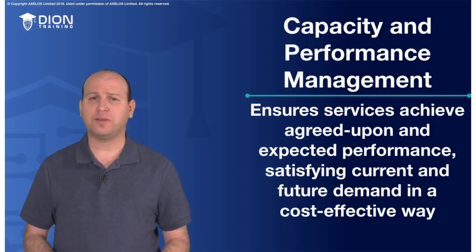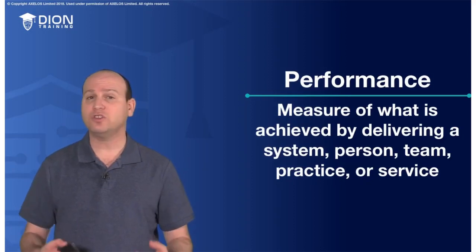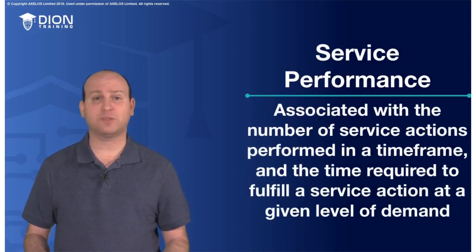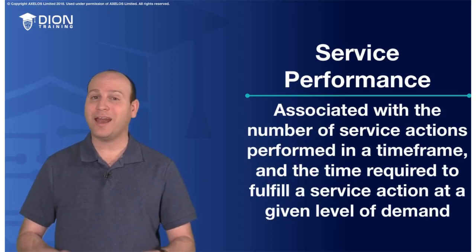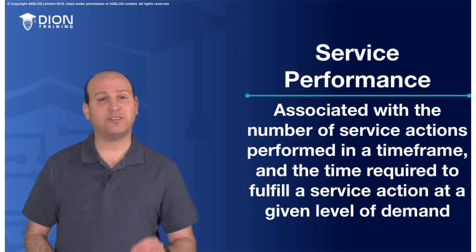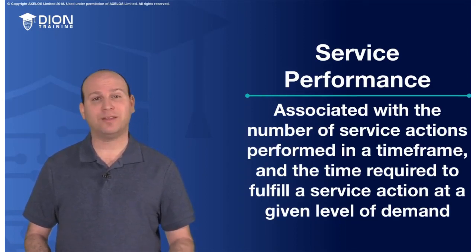When we talk about performance, this is a measure of what's achieved by a system, a person, a team, a practice, or a service. So if I'm talking about service performance, this is associated with the number of service actions performed in a given time frame, and the time to fulfill that service action at a given level of demand. Going back to my voucher example, when you order a voucher, our service performance metric is that you have it in your hand within 10 minutes. That's really quick, right? Generally, you're going to get it in less than 30 seconds, but sometimes it's a little longer.